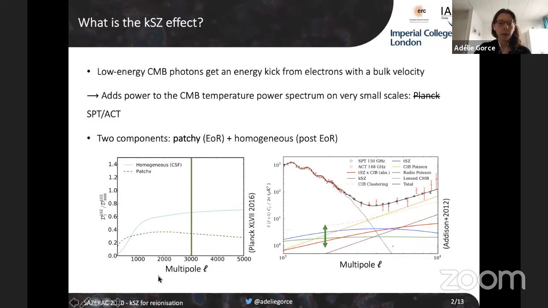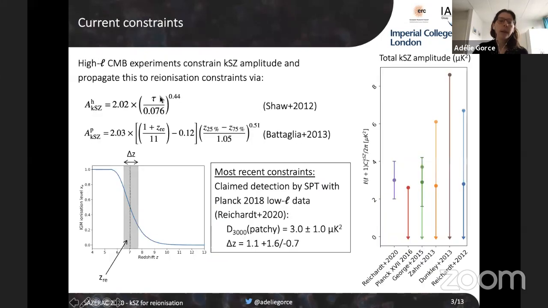Now, to translate in terms of reionization constraints, you take the amplitude of the homogeneous part, and then you have scalings that give you the corresponding value for the optical depth, for example. Or if you look at the patchy component of the spectrum, you have scalings that give you the midpoint of reionization and the duration, which are illustrated here.